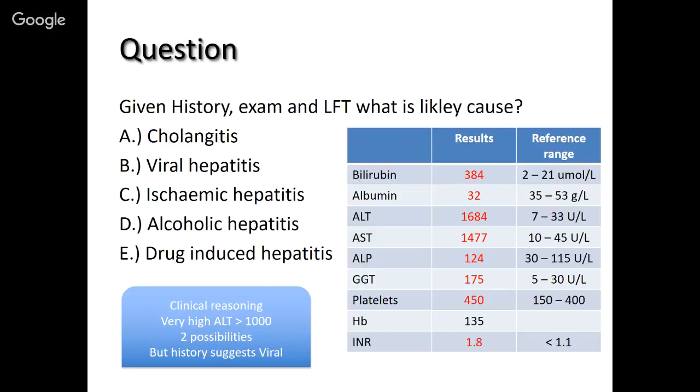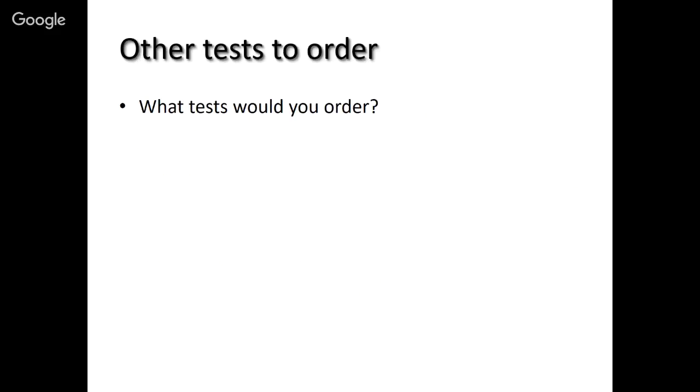One thing just to remember is this very high ALT of more than 1,000. But the history doesn't really suggest viral, except she is from the Middle East and she's from another country. Sometimes people are born and they have endemic hepatitis in those countries, and it can be transmitted from mother to child in utero. So we need to explore a bit more.